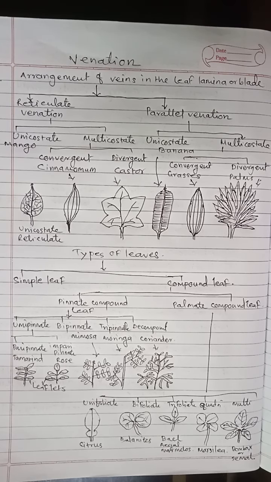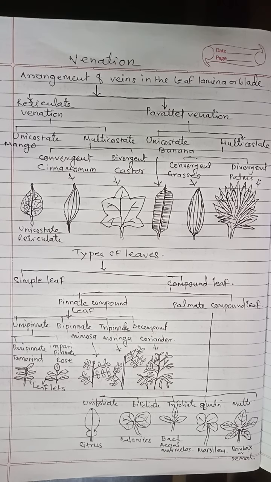Today we study about the venation and types of leaves. Venation: the arrangement of veins in the leaf blade or lamina is called venation. It is divided into two types: reticulate venation and parallel venation.